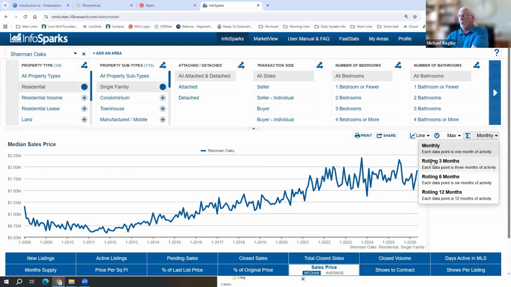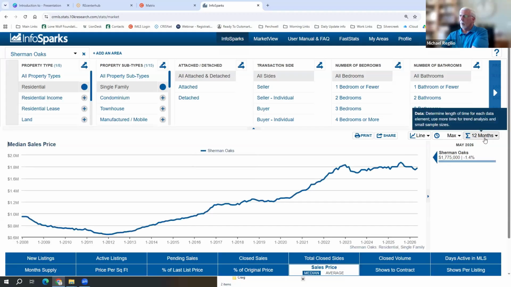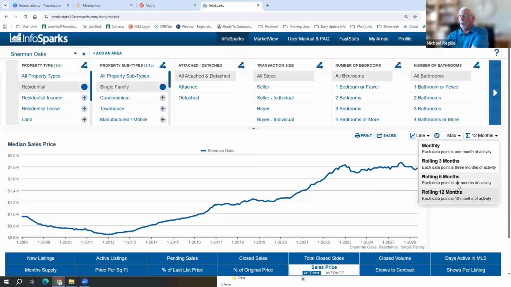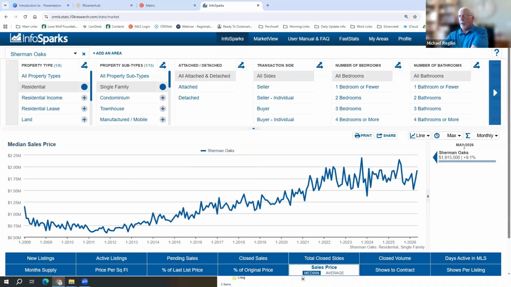And then you can do it with data for the last 12 months, the last 6 months, 6 months at a time. I just always use the monthly. That's the only one that makes sense to me. But you can look at that and check it out, see what makes sense based on the person that you're trying to help understand the marketplace.